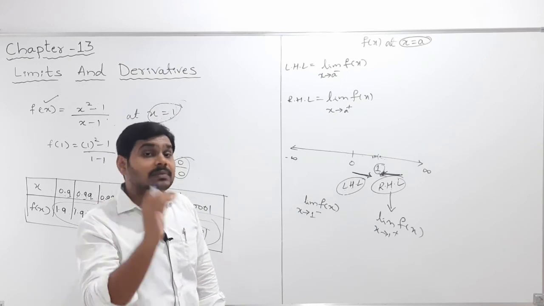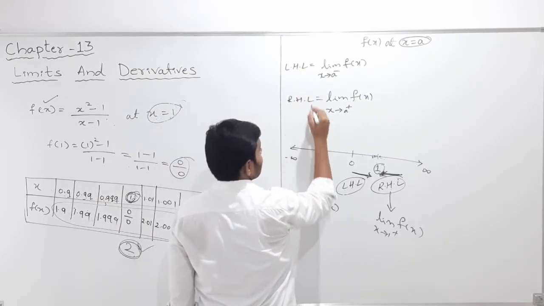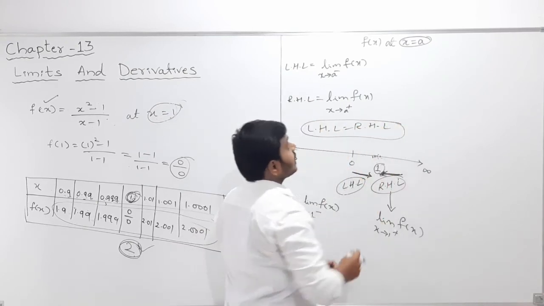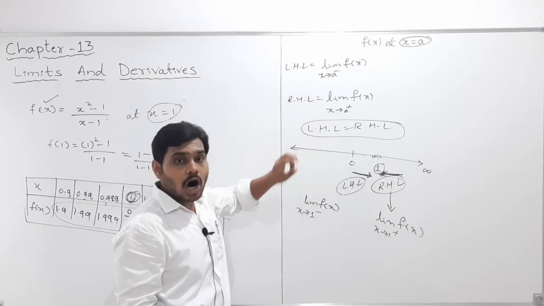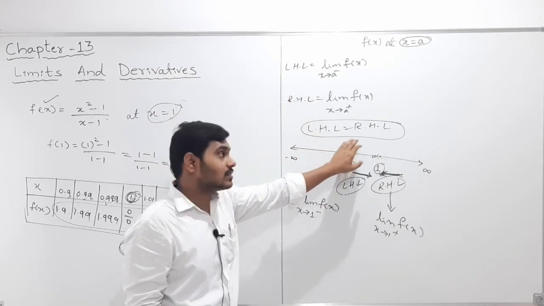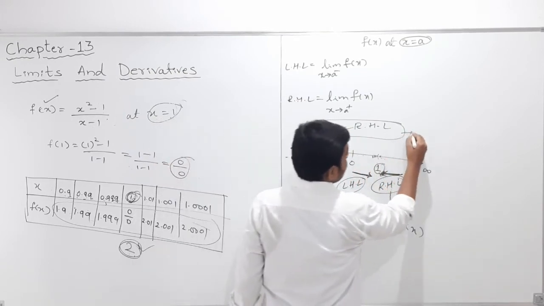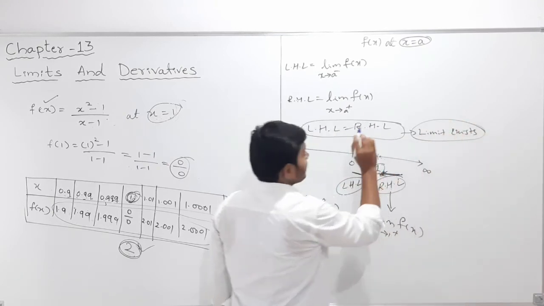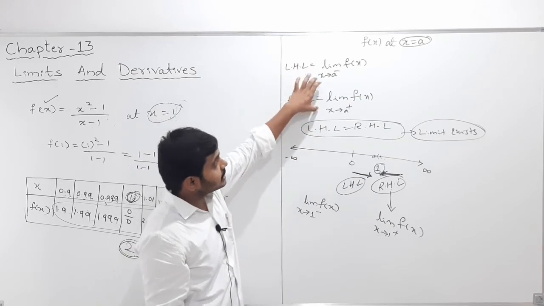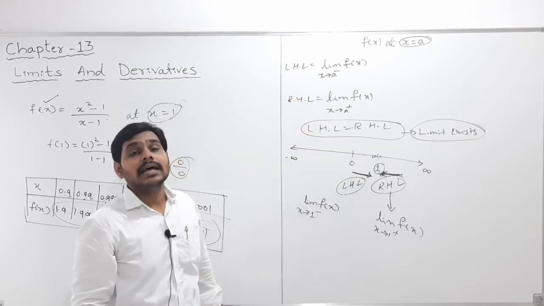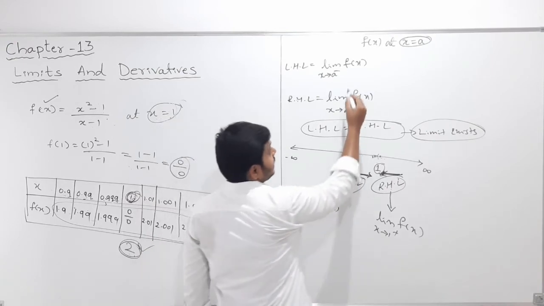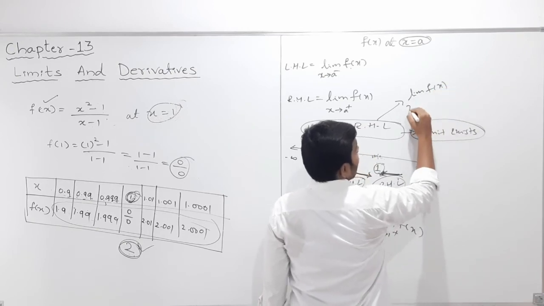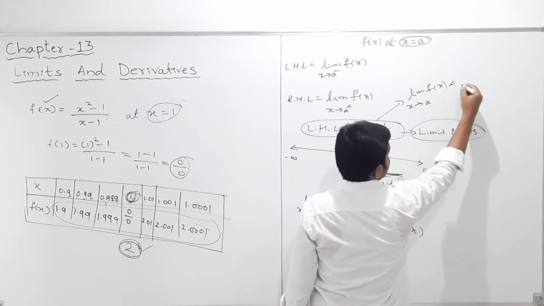So now my dear students, please remember, if LHL is equal to RHL, it means if these two values coincide, if the LHL value and RHL value are the same, then we can say that the limit exists. These two must be equal. Then we can say the limit of the function f of x as x tends to a is equal to L.